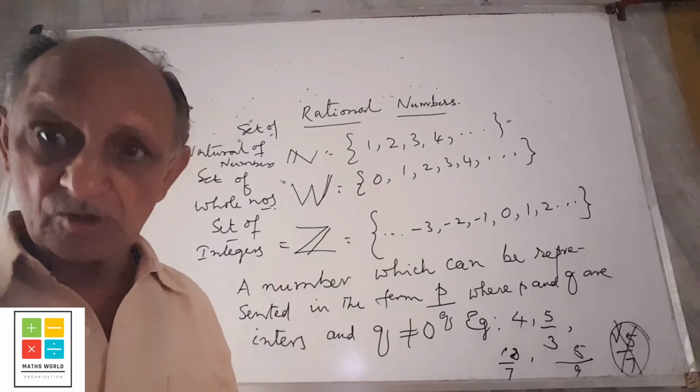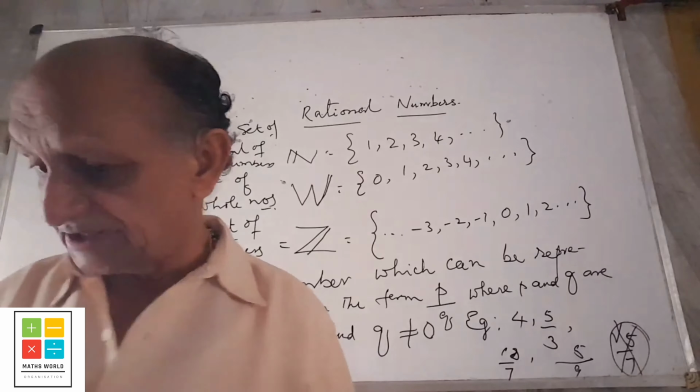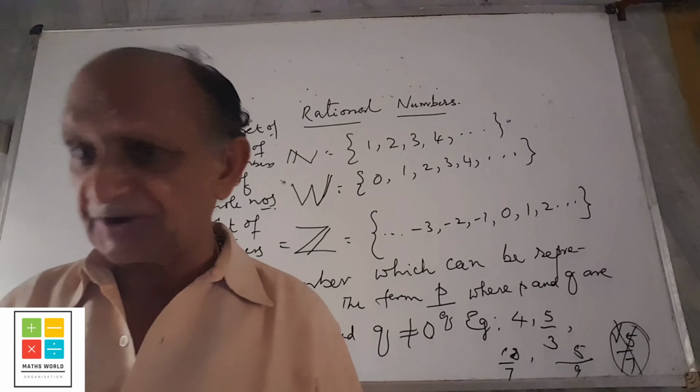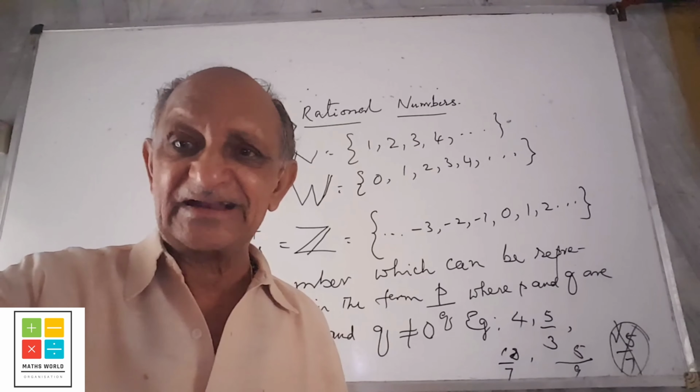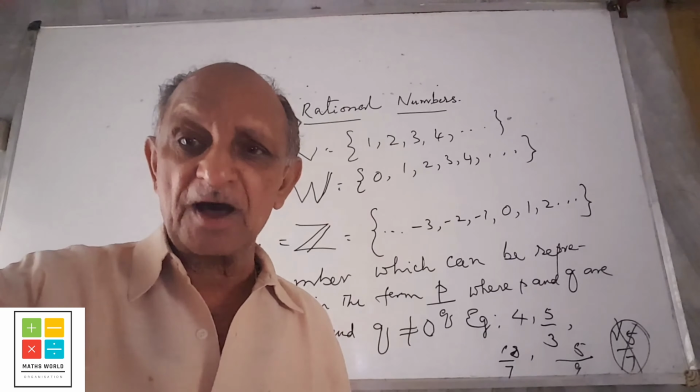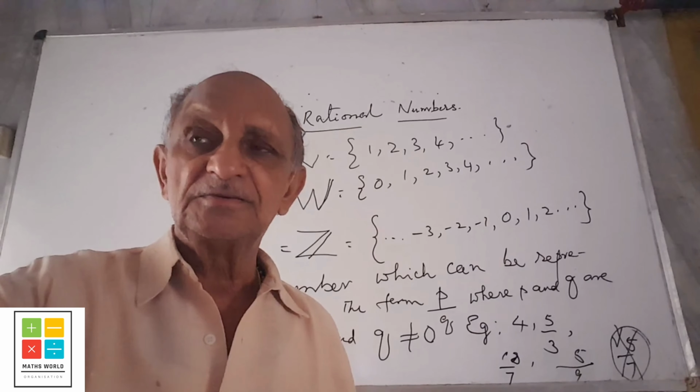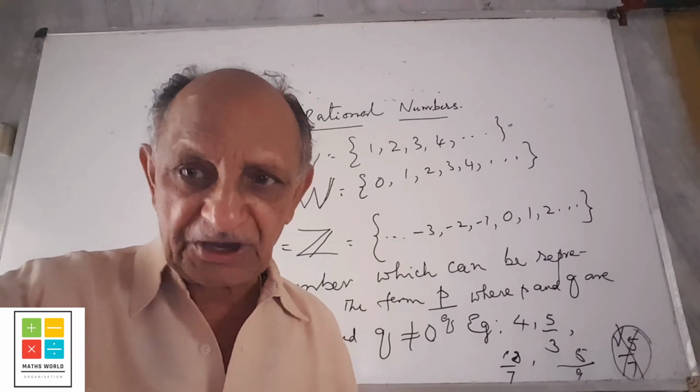Right? Now, we shall have the next part of it. This is rational numbers. The next part will be properties of rational numbers.